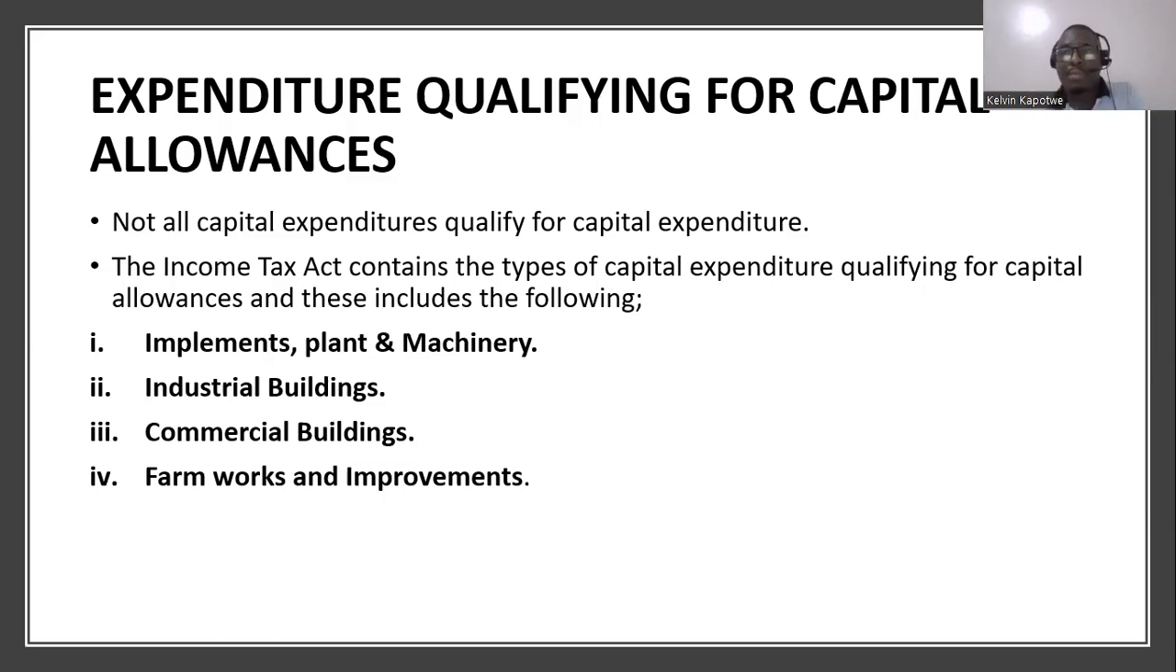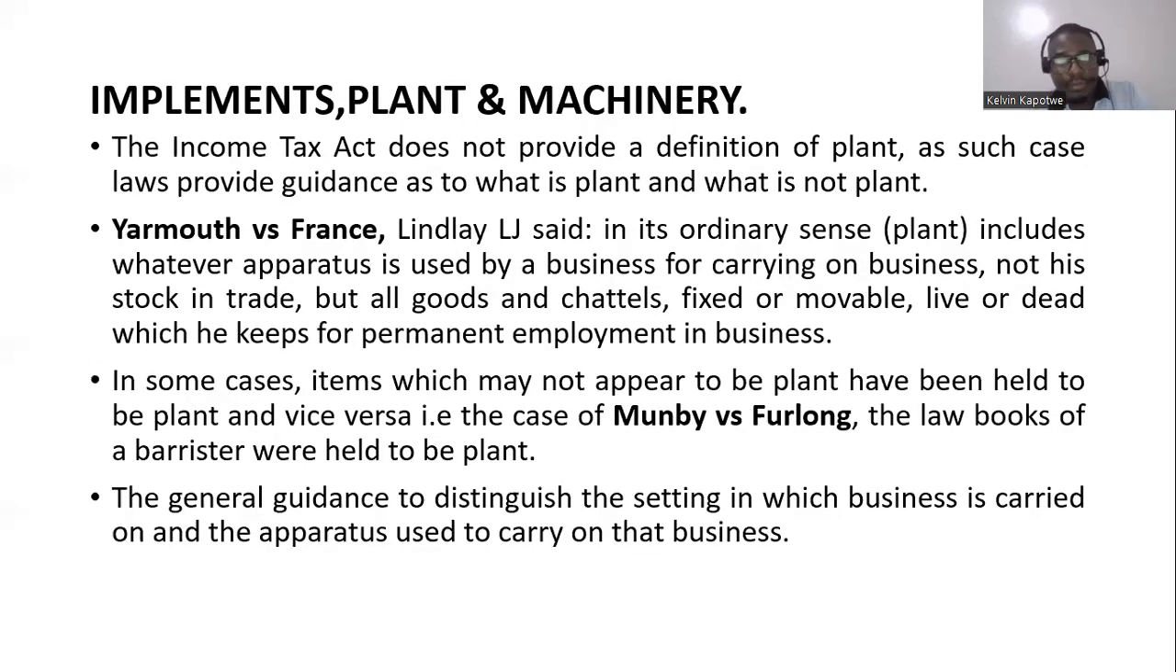So capital expenditure on commercial buildings do qualify for capital allowances. And then the other one, you're going to talk about the farm works and improvements. So for those that are in farming business, the farm works and improvement does qualify for capital allowances. All right. Implements, plant and machinery. So then how do you determine which one is an implement, plant and machinery?